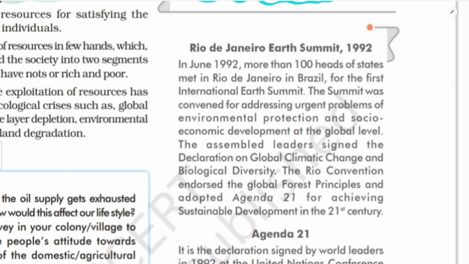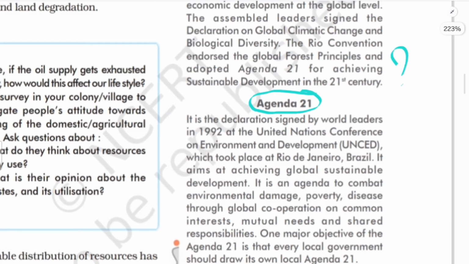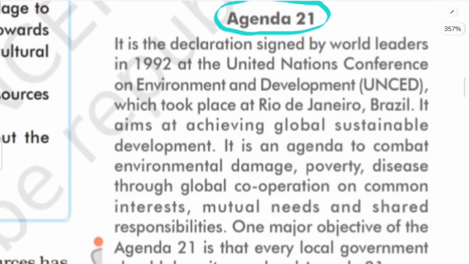Now a question arises here, what is Agenda 21? Agenda 21 is a declaration signed by world leaders in 1992 at the United Nations Conference on Environment and Development, UNCED, which took place at Rio de Janeiro, Brazil. It aims at achieving global sustainable development, globally.